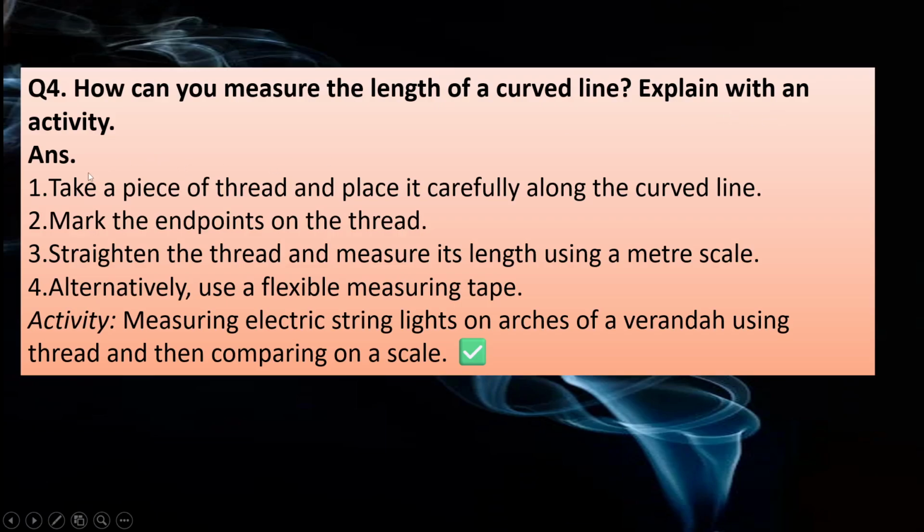Question number 4. How can you measure the length of a curved line? Explain with an activity. Answer: 1. Take a piece of thread and place it carefully along the curved line. 2. Mark the endpoints on the thread. 3. Straighten the thread and measure its length using a meter scale. 4. Alternatively, use a flexible measuring tape. Activity: measuring electric string lights on arches of a veranda using thread and then comparing on a scale.